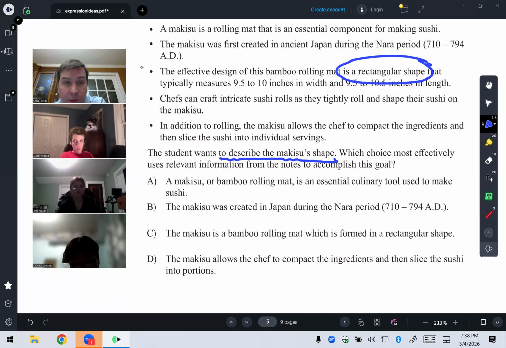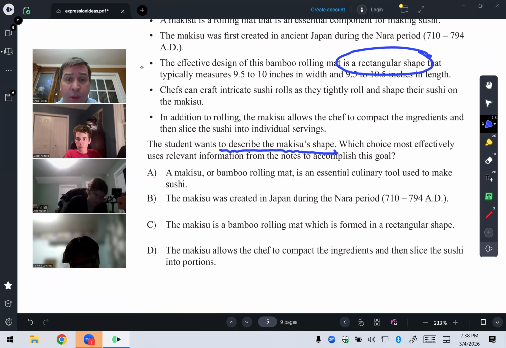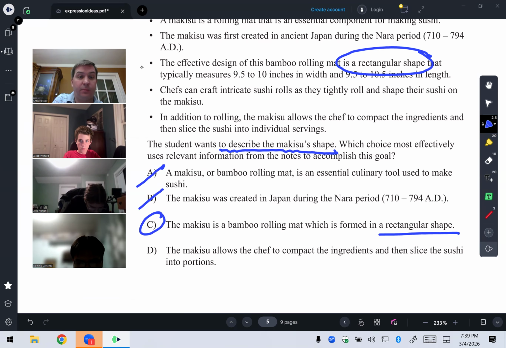All right, let's look at the answer choices. A: A Makisu or bamboo rolling mat is an essential culinary tool used to make sushi. No shape in A. B: The Makisu was created in Japan during the Nara period. No shape in B. C: The Makisu is a bamboo rolling mat which is formed in a rectangular shape. Right answer.